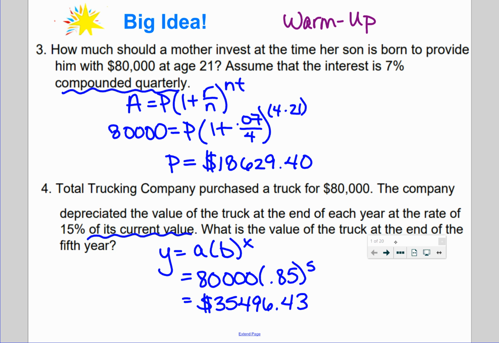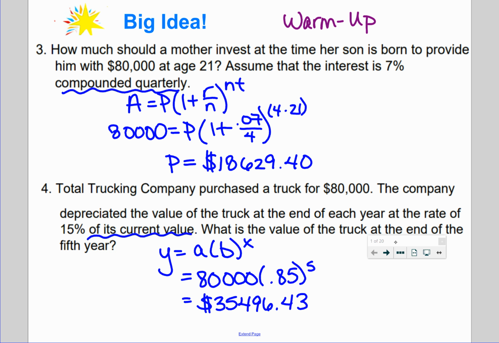And I underlined in both of these the key phrases that tell you what formula to use. Because it said compounded quarterly, you know it's the compound interest formula, not PERT. Only if it says continuously do we use PERT. And then percent of its current value tells you to use y equals a times b to the x. Remember, we start with 100, we add or subtract our percent from there.